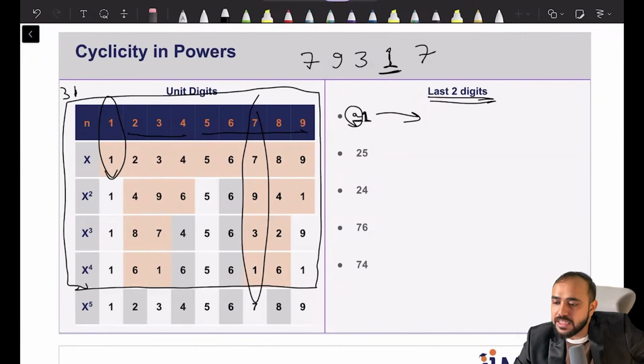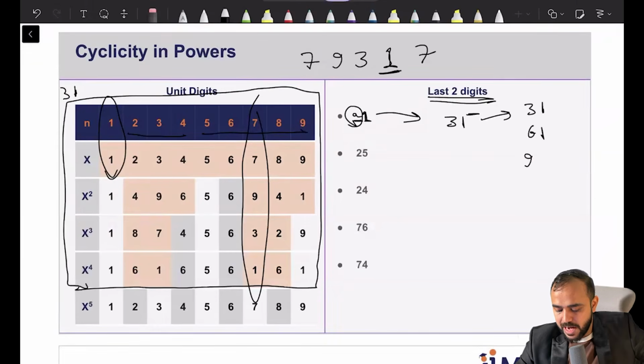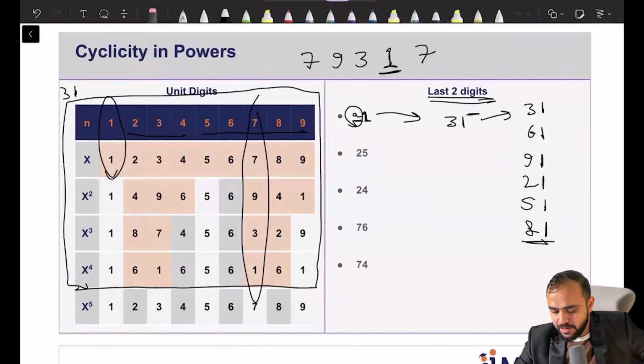Your second last digit will increase by a. Unit digit will still remain 1. Your second last digit will increase by a. So if, let's say, this is 31 to some power, the cycle will go as 31, 61, 91. The 91, if you add 3, will give you 121. So then 21, 51, 81. 81 plus, if you add 3 here, 8 plus 3 is 11. So this will give you 1.